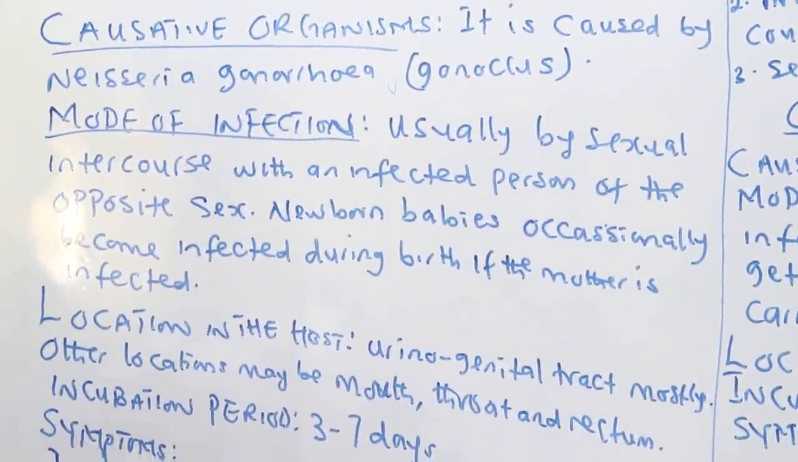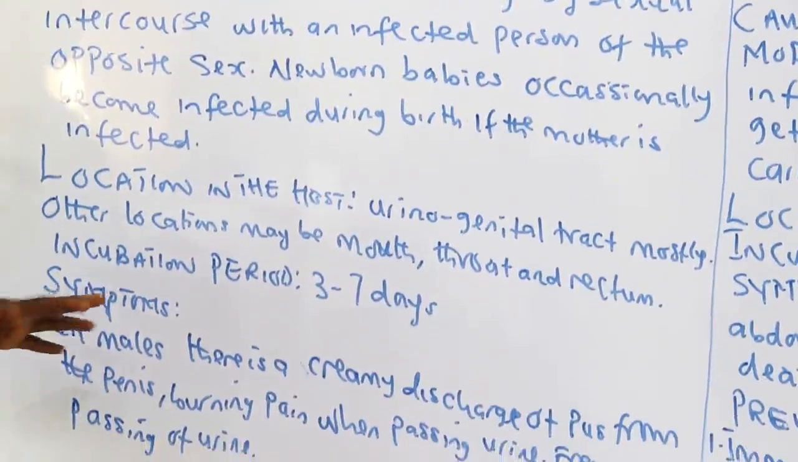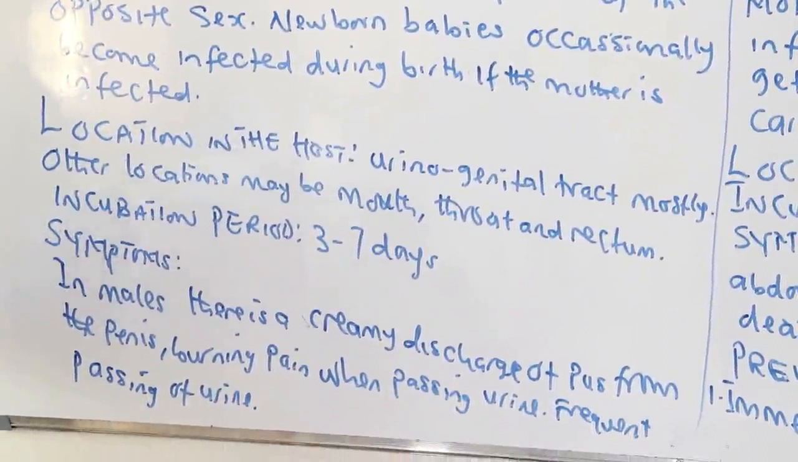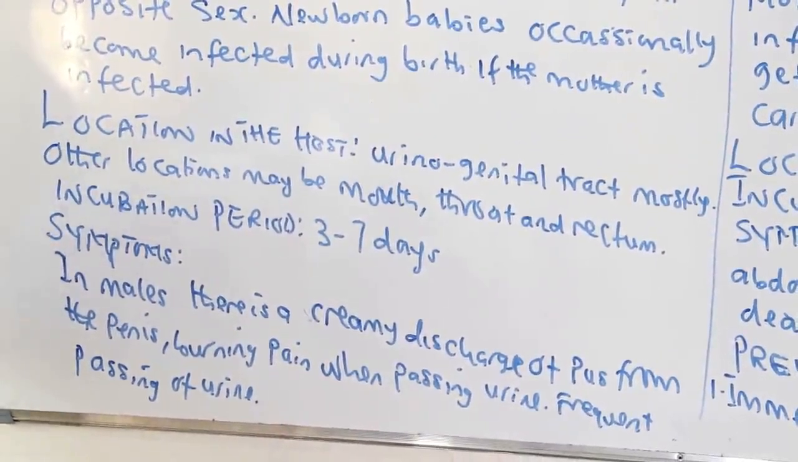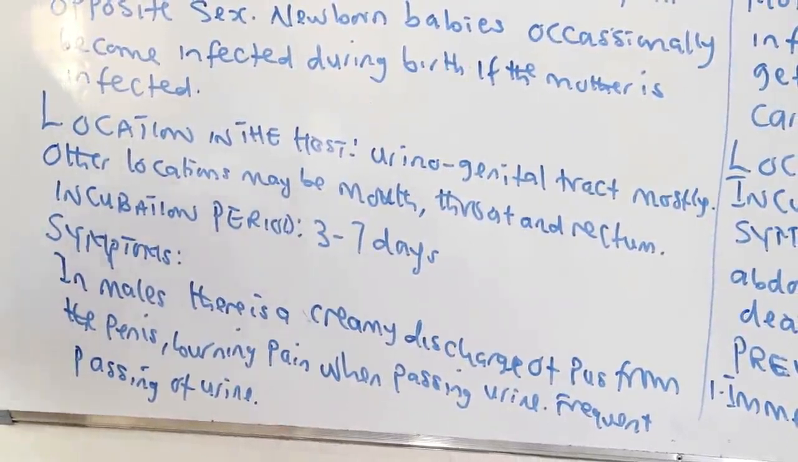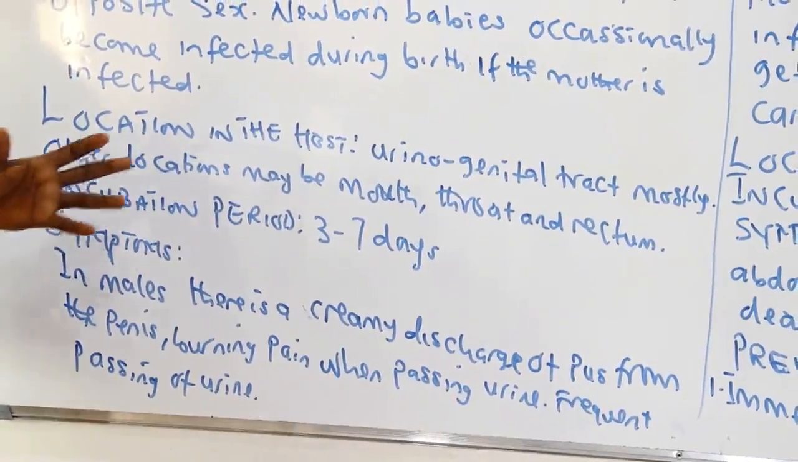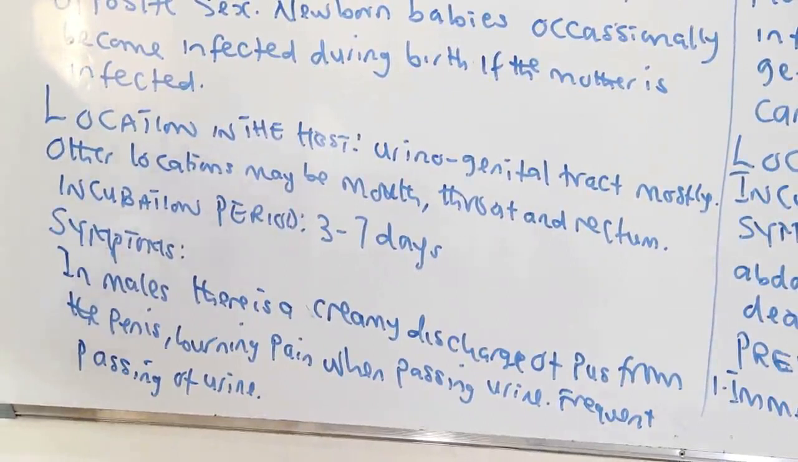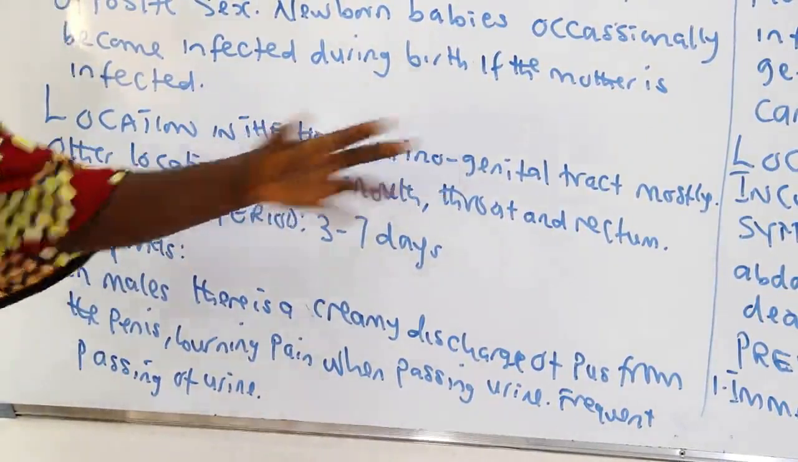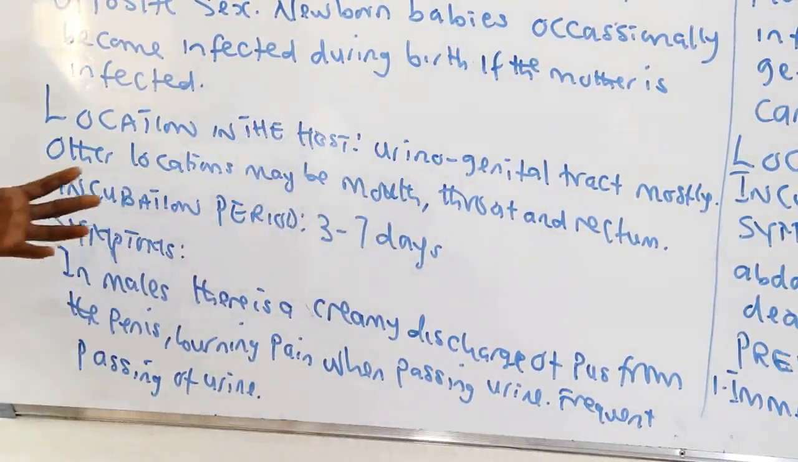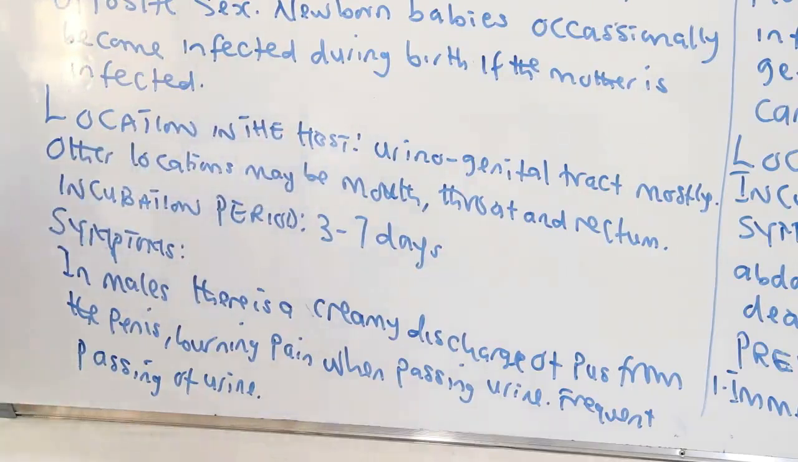Then location in the host. Which part of the organism is this bacteria found when it enters the human body? It is found in the urinary tract, because most times, especially in the female, the urinary tract and the genital tract are together. That's why we call it urinary tract. And then you can also see it in the mouth, in the throat, and also in the rectum. These are locations in the host where these bacteria can be found.